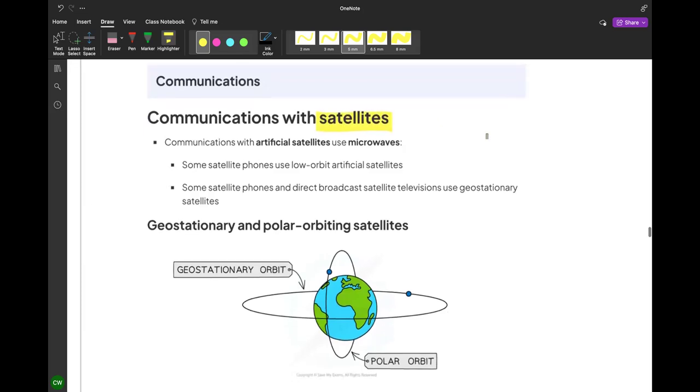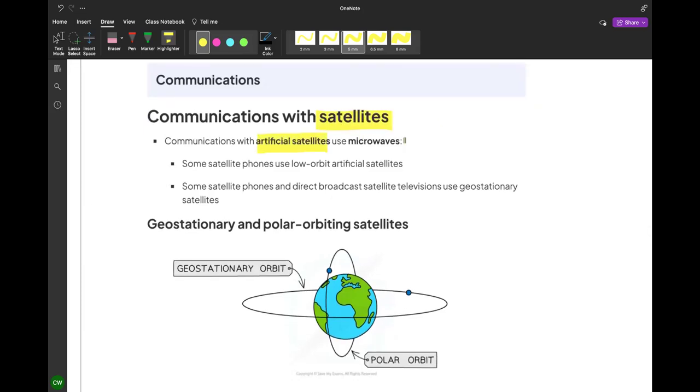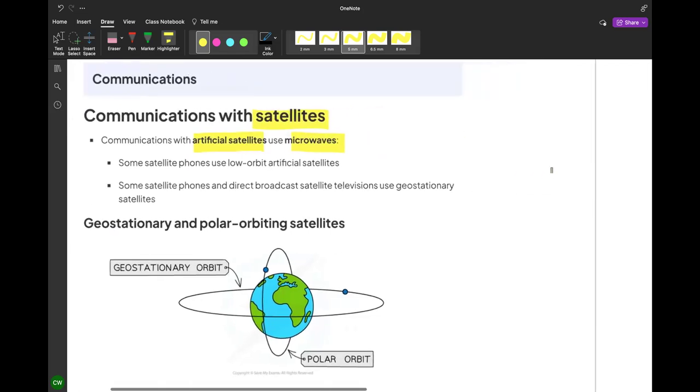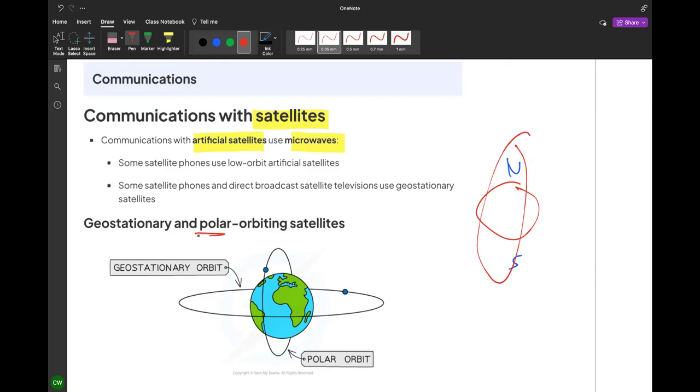Communication with satellite. So, how many types of satellite are there? Jayden. Satellite, there are two types. One is north and south, so North Pole to South Pole, polar. Polar means North Pole to South Pole.